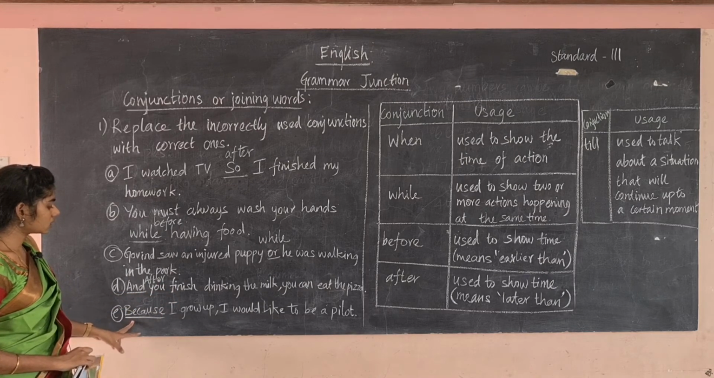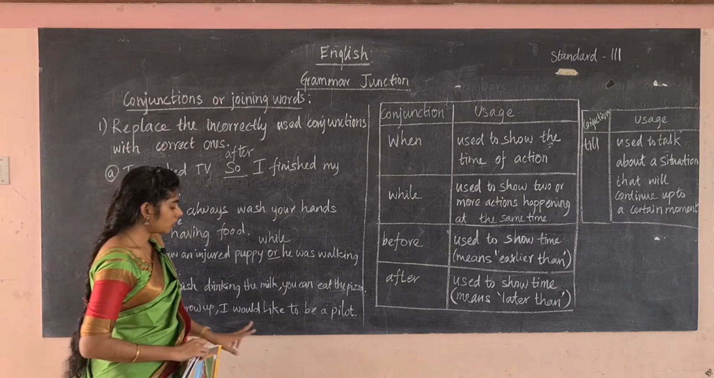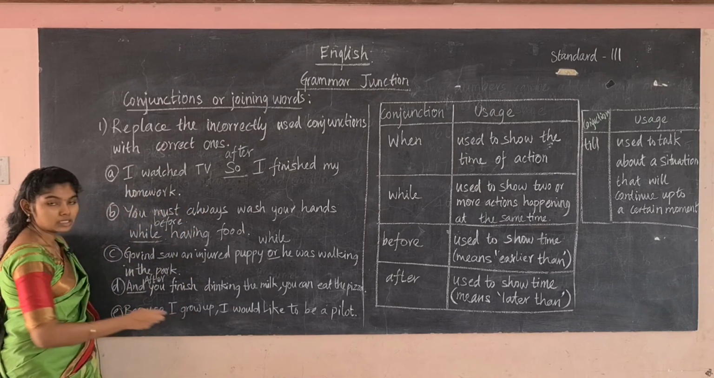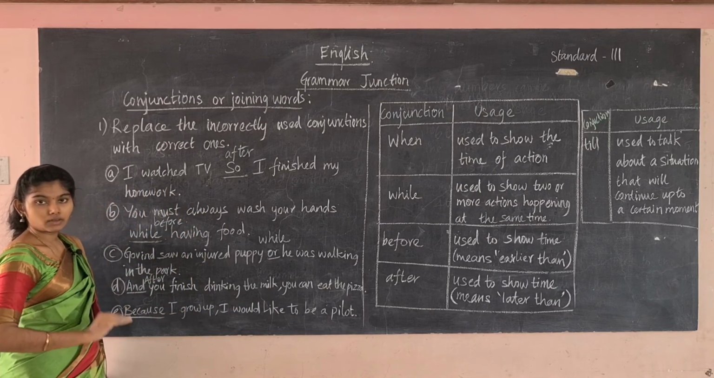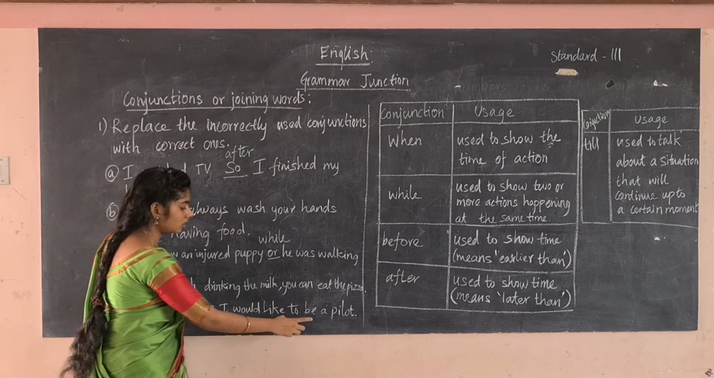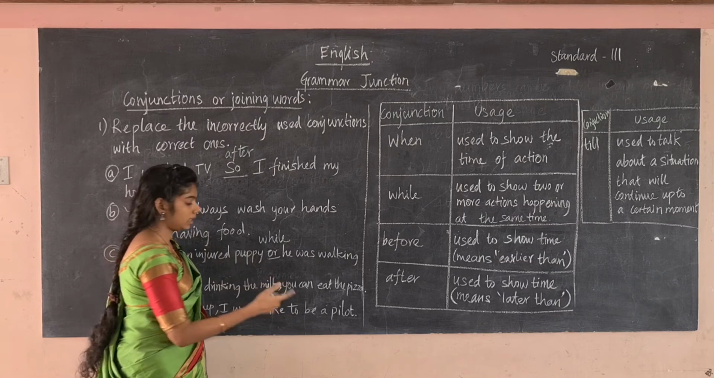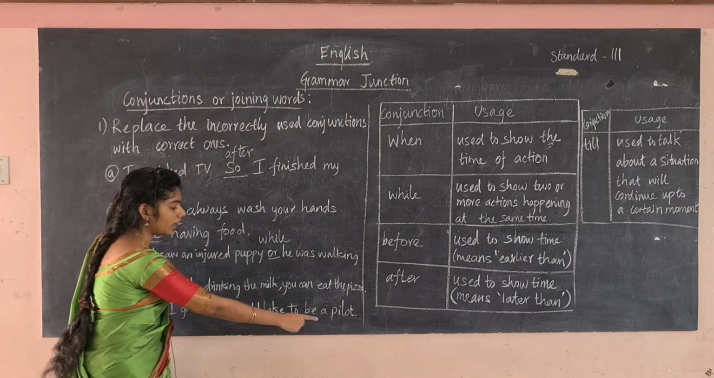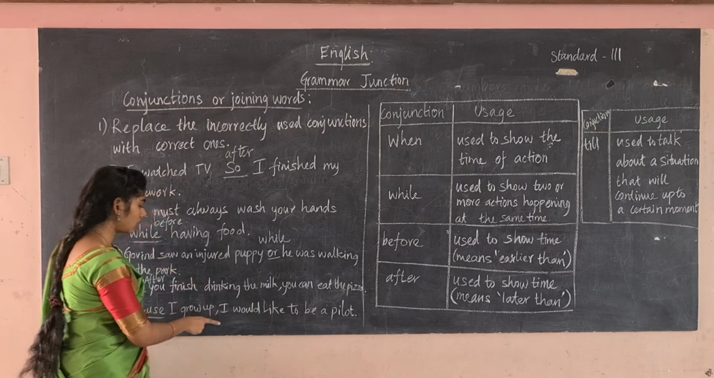And the next one is because I grow up I would like to be a pilot. So what is given here? Grow up means growing, so growing from a young age. So when you are growing up you would like to be a pilot. Like that the meaning is given here. When I was growing up, I wished to be a pilot. So that is given here.